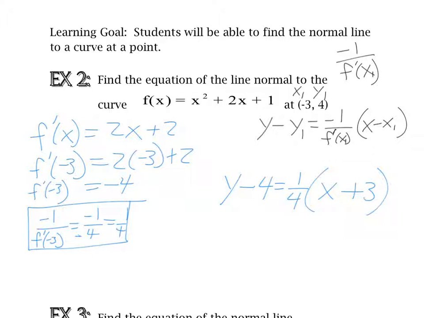Okay, so I went ahead and took the derivative. I got 2x plus 2. Then I plugged in my x1, which was -3. 2 times -3 is -6, plus 2 is -4. So I want the negative reciprocal of -4, so that's -1 over that number, or -1 over -4, which becomes +1/4. So my slope is 1/4, and I plugged in y minus my y1, which was 4, equals 1/4, which is my normal line slope, times x minus -3, so that turns into +3. And so there's the equation of the normal line.